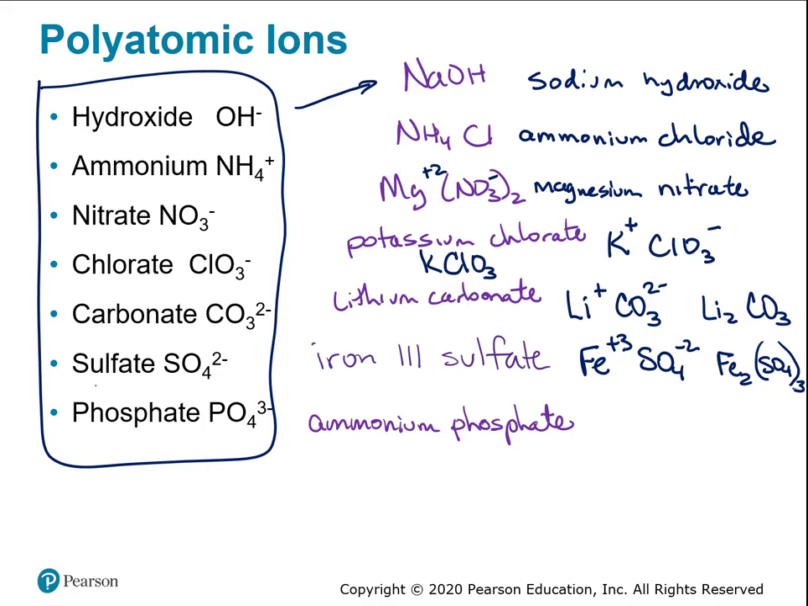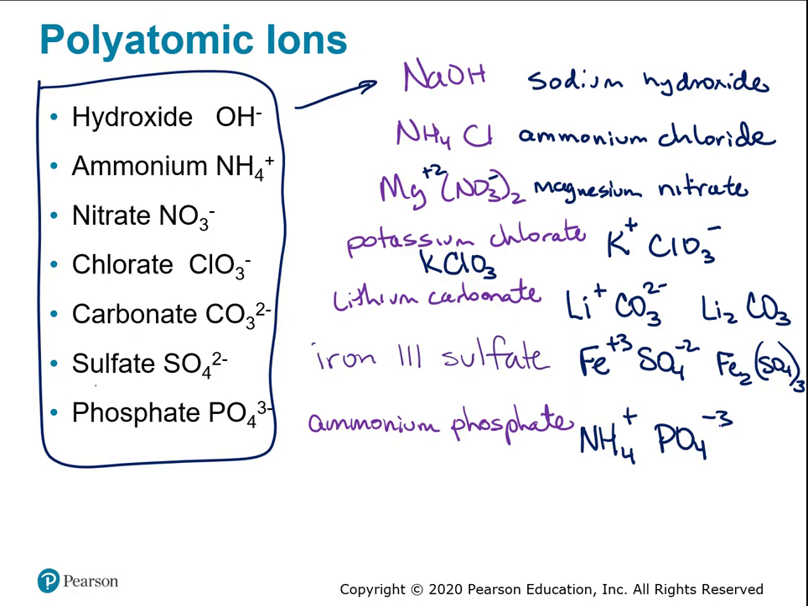Ammonium phosphate. So what's ammonium? Find it at the top. It's NH4 with a plus. That's why I say it like that. Those 7 are the only ones that I'll ask you. These are the most common 7. And then phosphate is PO4 with a -3, or 3 negative. Doesn't matter. Means the same thing.